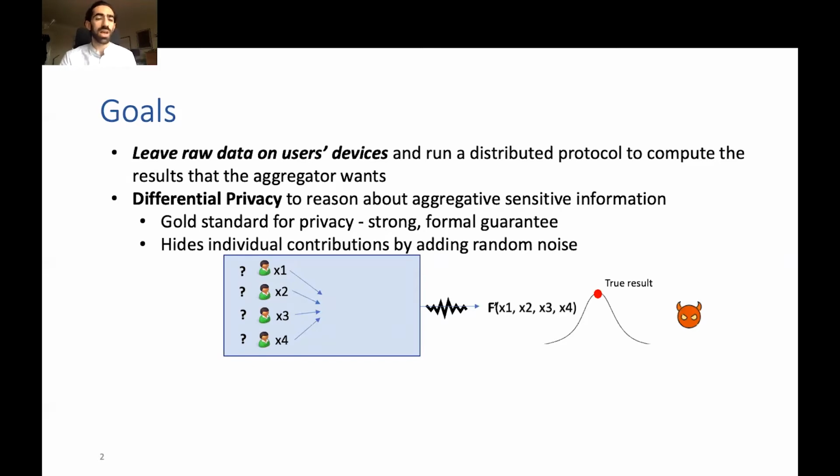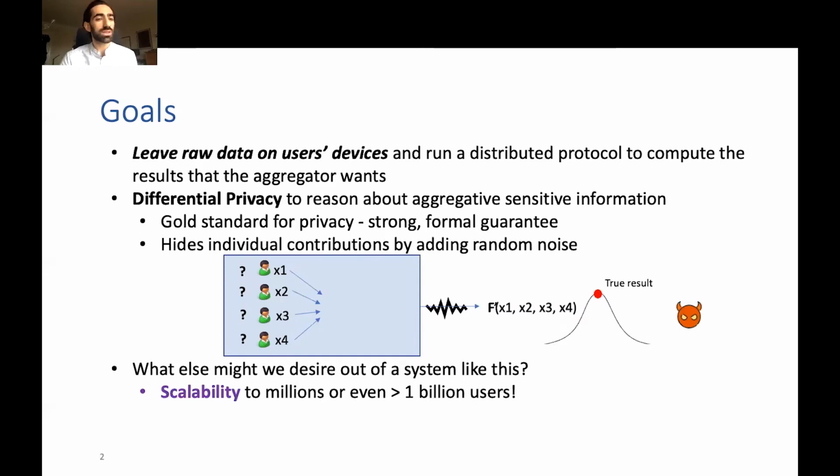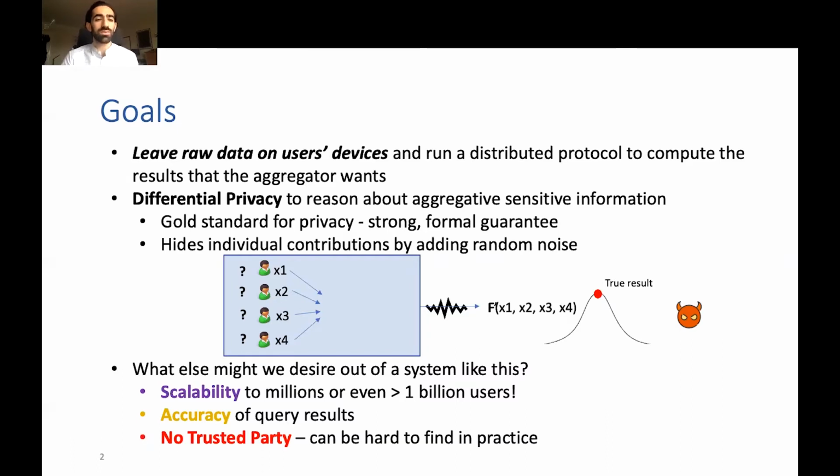So what else might we desire besides differential privacy? We want this to scale to millions or even more than a billion users. We want accuracy so that the query results are a good approximation of the location clusters. And it can be hard in practice to find an additional party to rely on for this computation, so we want to do it without any trusted party.